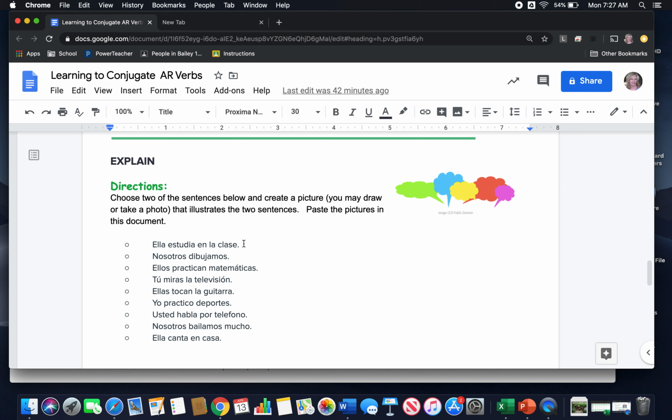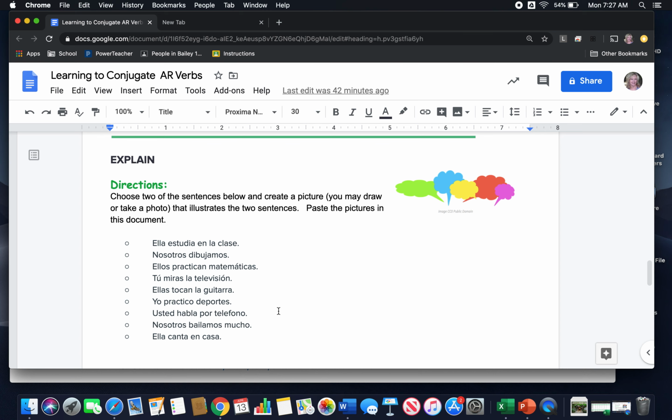Now, you can't do the one I just did. Choose 2 from this list, figure out what it means, and then illustrate it. Please try to figure them out without using a translator.